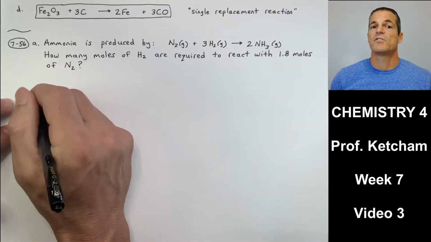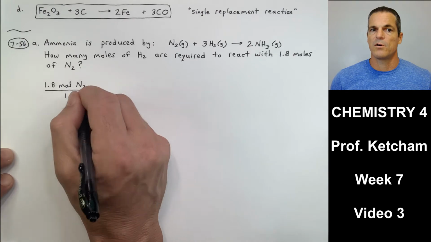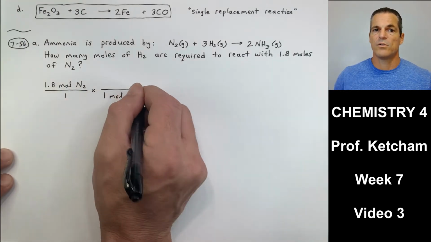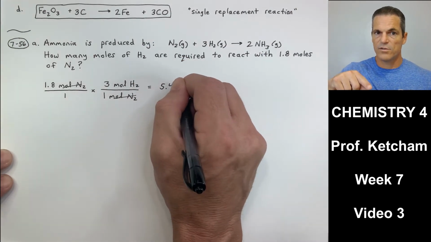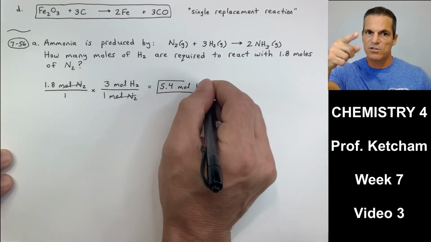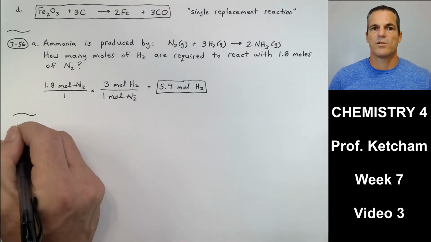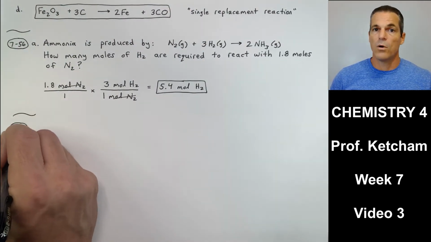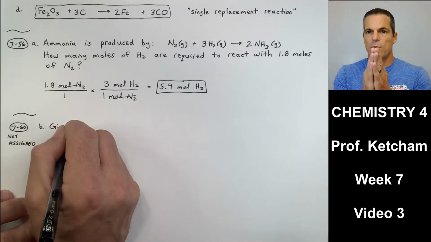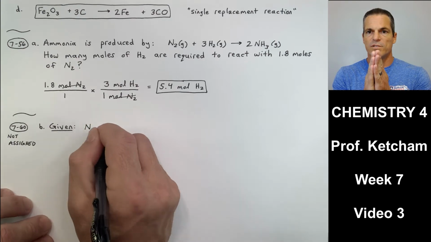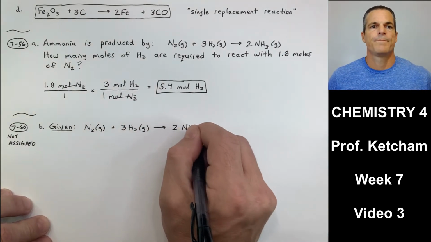So how many moles of H2 are required to react with 1.8 moles of N2? Start with what you're given, put it over 1. 1.8 moles of N2 over 1. Balanced equation, for every 1 mole of N2, there are 3 moles of H2. Cancel units, boom. Started with 2 sig figs, end up with 2 sig figs, 5.4 moles of H2. It's very nice to start off in moles, because from moles I can go to grams. From moles I can go to molecules, atoms. When in doubt, convert to moles.